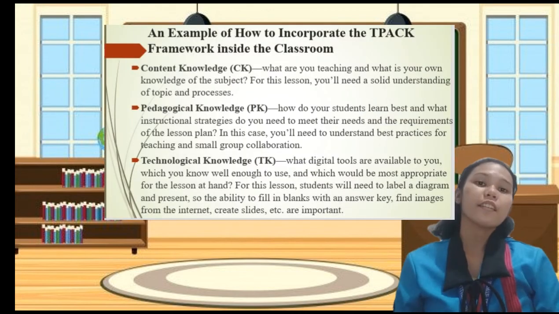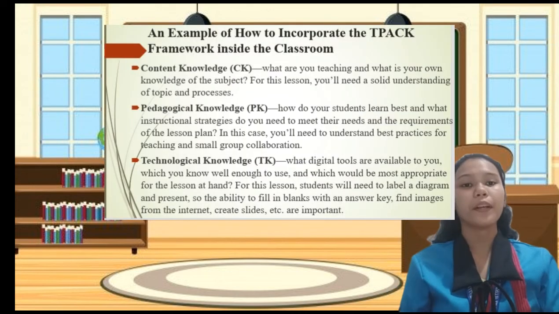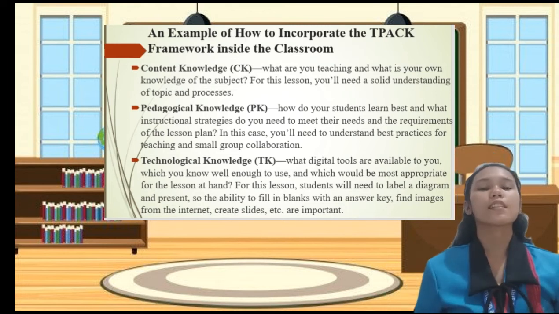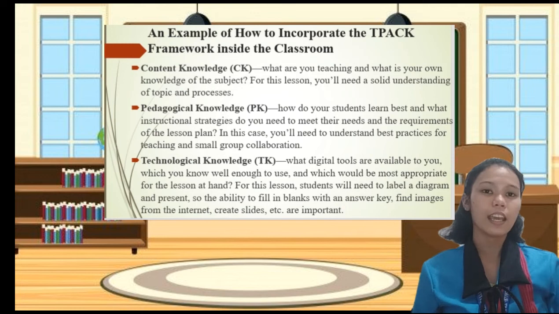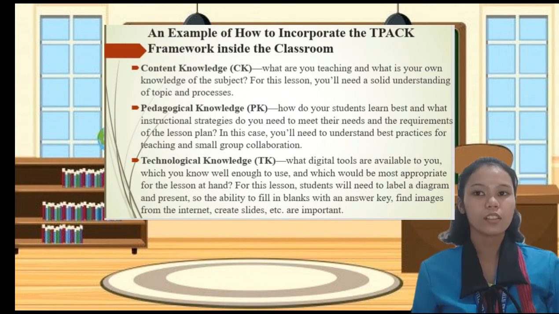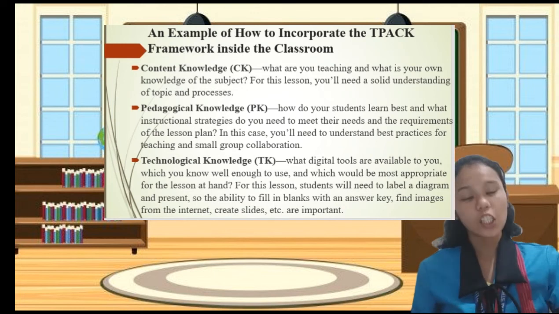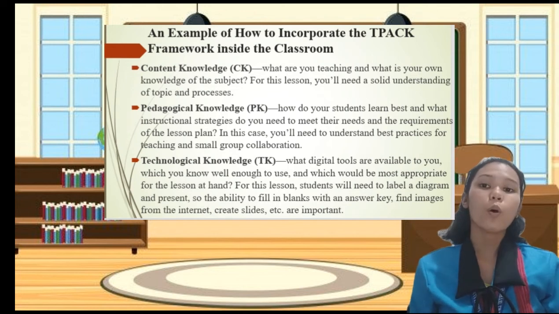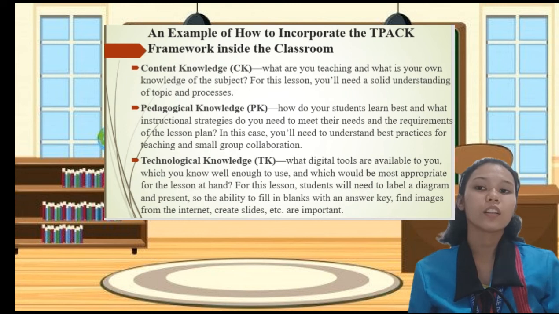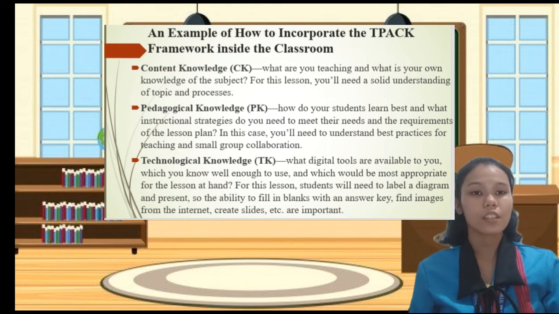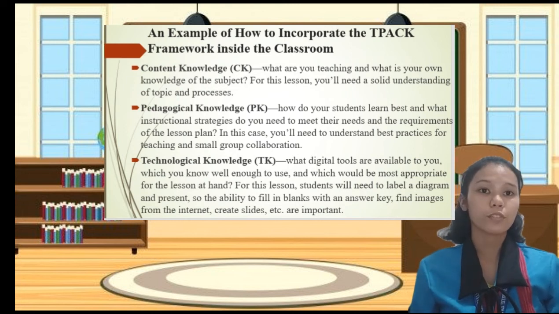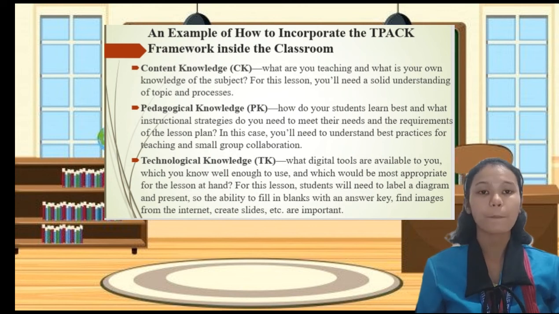So this is an example of how to incorporate the TPACK framework inside the classroom. First, the content knowledge, or the CK. This will be the question: what are you teaching and what is your own knowledge of the subject? For example, for the lesson, you'll need a solid understanding of that kind of topic and its processes.